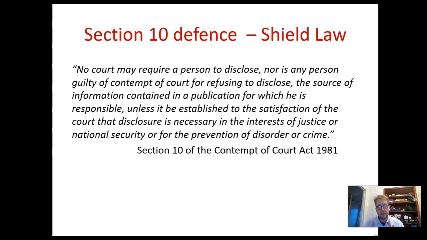Unfortunately, the sentence continues. It says, unless it be established to the satisfaction of the court that disclosure is necessary in the interest of justice or national security or for the prevention of disorder or crime. So basically, if a judge decides that it is necessary for you to reveal a source, you don't have the protection of Section 10. In spite of the fact that we've got Section 10, the Editors' Code from IPSO, the Ofcom Broadcasting Code, and the European Convention on Human Rights, ultimately the Contempt of Court Act says it's up to a judge whether we should reveal a source or not.